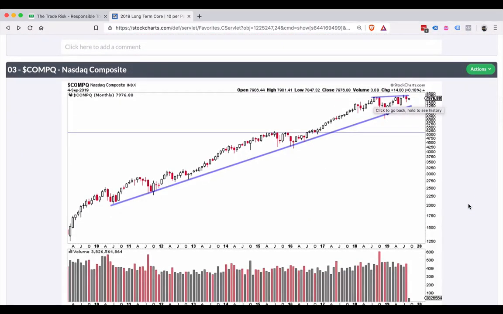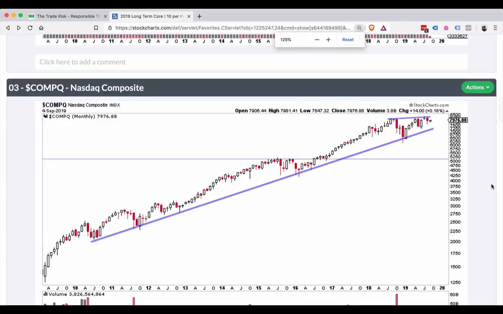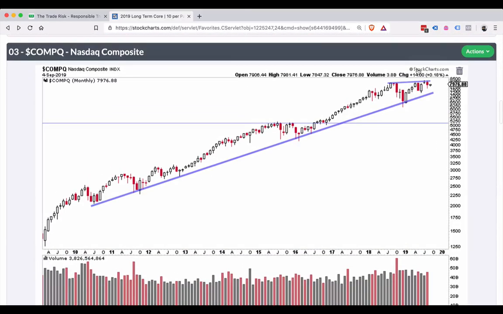Now, if we scroll down here and look at the Nasdaq composite, you can see the long-term trend has been in place since 2010. We tested it back in late 2018, and we are now at the upper end of the range. We did recently attempt to break out to new highs. This too pulled back here and started to actually come back into this range.